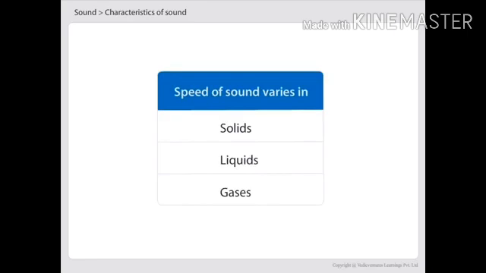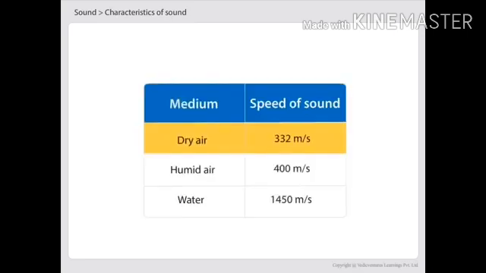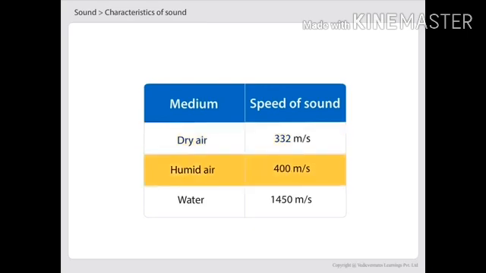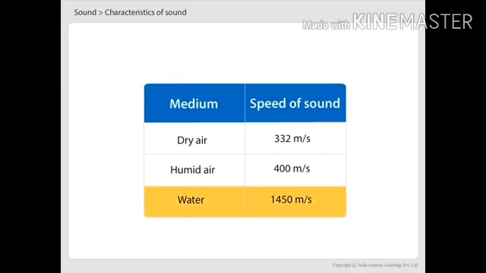Now, the speed of sound varies in solids, liquids and gases. In dry air, the speed of sound is 332 meter per second, whereas in humid air, the speed of sound is 400 meter per second, whereas the speed of sound in water is 1450 meter per second.